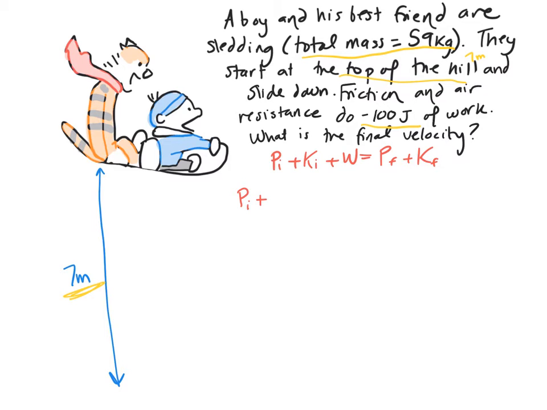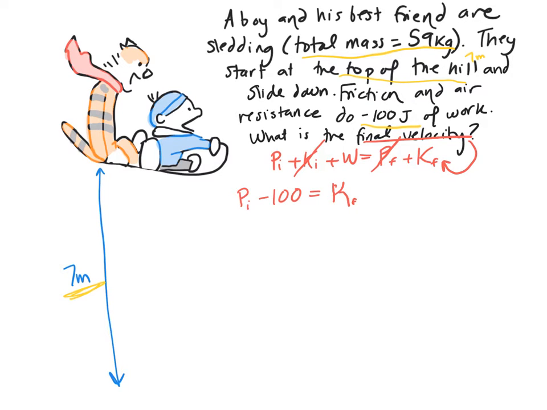Plus, they start from rest. Doesn't say it in here, but it says it in the problem. And so that means our kinetic energy is 0 because they're not moving, plus the work. Well, the work was negative 100 joules, so we could just say, okay, negative 100 equals PE final. At the bottom of the hill, there'll be no more height, so there'll be no more potential energy, plus kinetic final. That is what, if we knew it, we could find the velocity. So that's really what we're looking for. So final velocity relates to this kinetic final.